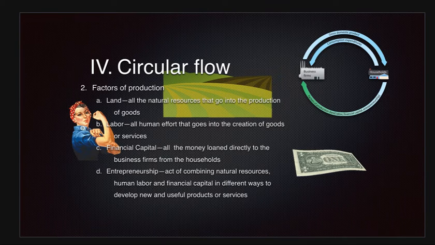Then finally, we have entrepreneurship. This is the act of combining all of the other factors of production together in order to create a new or useful product in the market. You've got to put them all together in a way that is going to make a profit, hopefully. There are all kinds of entrepreneurs out there that have great ideas. Not all of them can execute them successfully.